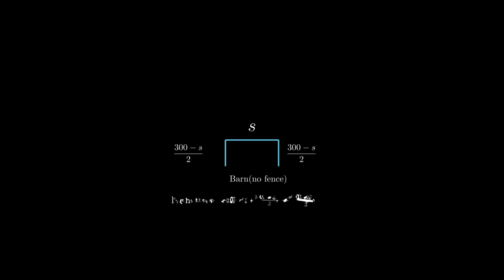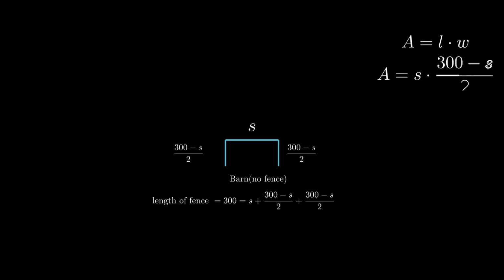If we let the long side of the rectangle be S, and as we know that the total fence is 300 meters, the remaining 2 sides of the rectangle become (300 minus S) all divided by 2, as they are equal and opposite sides of the rectangle, and the fourth side does not require any fence, as the problem says. And it's better to verify that the fence is divided right: if we add the lengths of all the 3 sides, the sum equals 300, which is the given length of the fence.